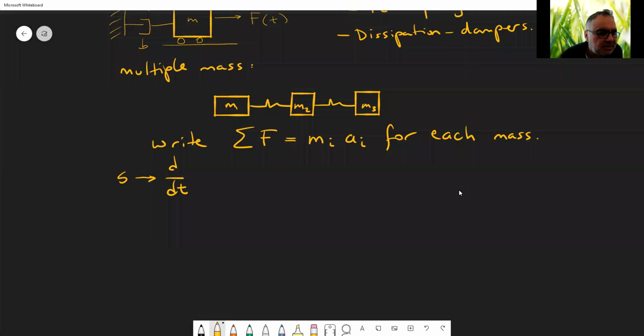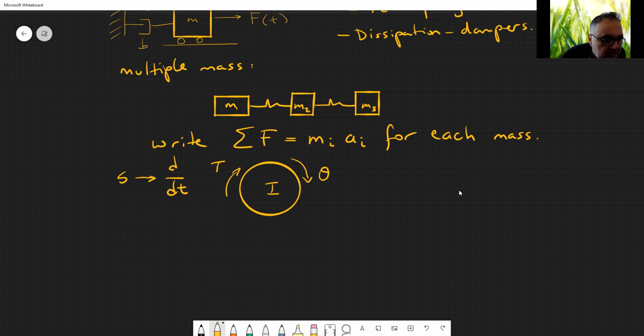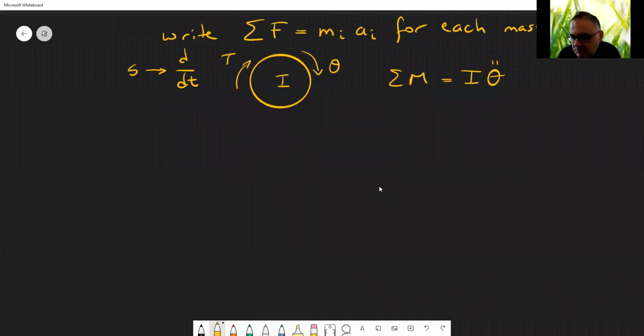We also said that there are rotational equivalents of all these things. For example, if you have a rotational thing, where a torque is applied and this thing rotates with theta, and if this thing has an inertia of I, the summation of all the moments is equal to I times theta double dot, which is the equation for the rotational case. And we might have combined translation and rotation, in which case you have the kinematic relationships.